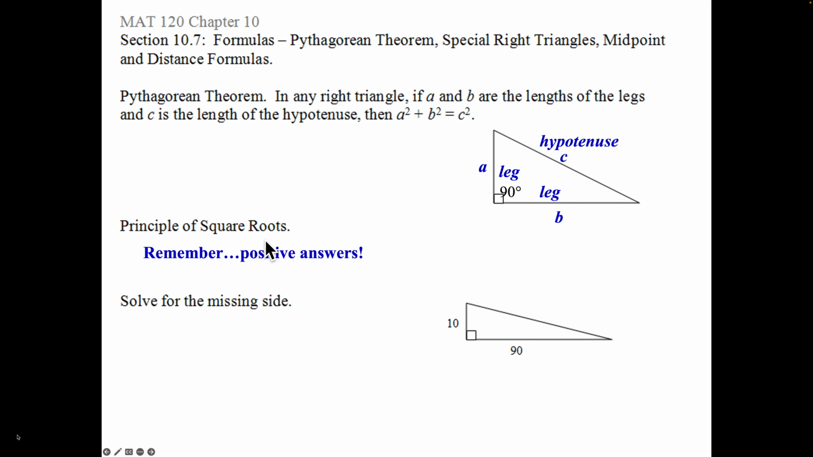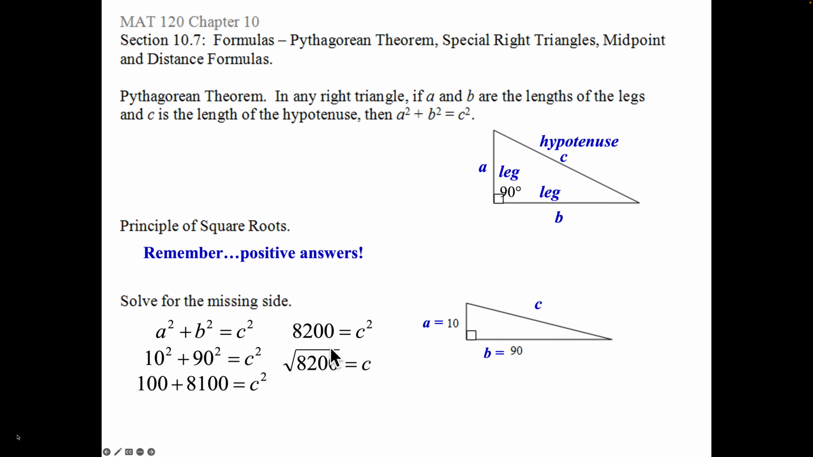So remember, principal square roots are always positive answers, so these answers, the lengths of the sides of a triangle, have to be positive. Solve for the missing side. A will be 10, B will be 90. We're looking for C. A squared plus B squared equals C squared. Plug in the 10 and the 90. We'll square them to get 100 plus 8,100 to get 8,200. Take the square root of both sides.